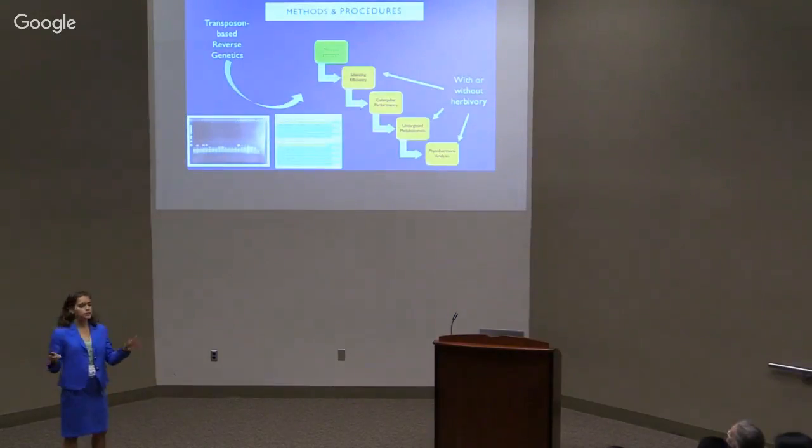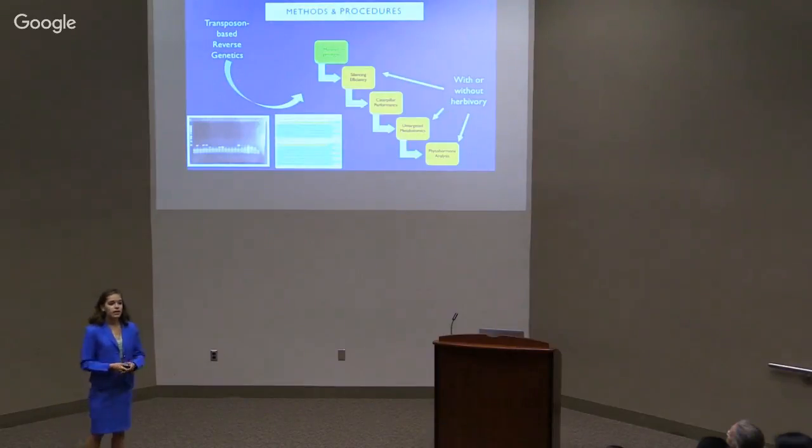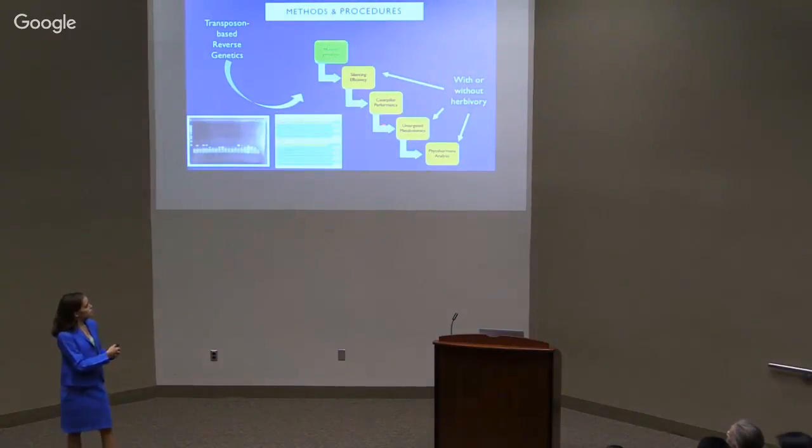Overall, for methods and procedures, we use something called transposon-based reverse genetics. You start with a mutated genotype, which we genotyped, and you check all of the phenotypic effects. So you'll check silencing efficiency, caterpillar performance, untargeted metabolomics, and phytohormone analysis. I'll go into each of these in depth.